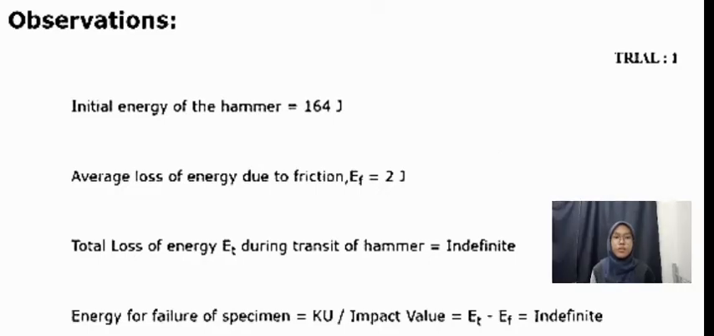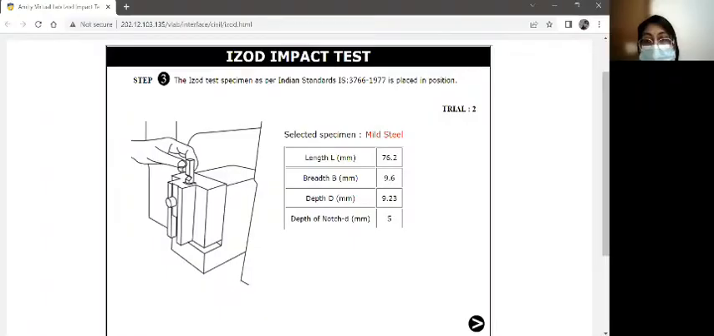For trial 1, the initial energy of the hammer equals 164 joules. Average loss of energy due to friction, EF, equals 2 joules. Total loss of energy, ET, during transit of the hammer equals indefinite. And the energy of failure of the specimen, KU, or impact value, equals ET minus EF, equals indefinite.